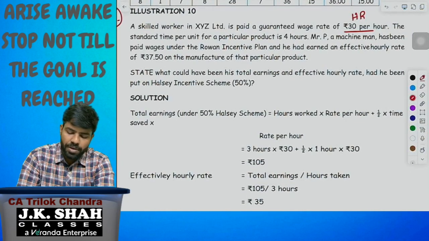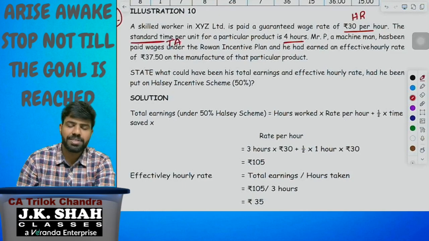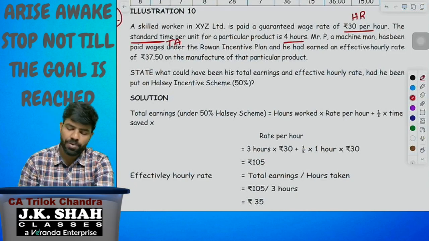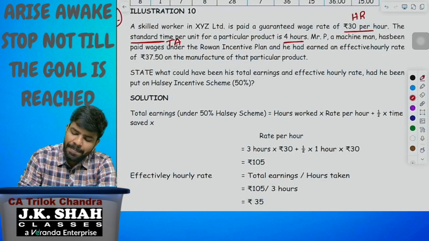The standard time per unit for a particular product is 4 hours. Standard time is nothing but time permitted, which is called time allowed. Time allowed is 4 hours. Mr. P, a machine man, has been paid wages under Rowan incentive plan.